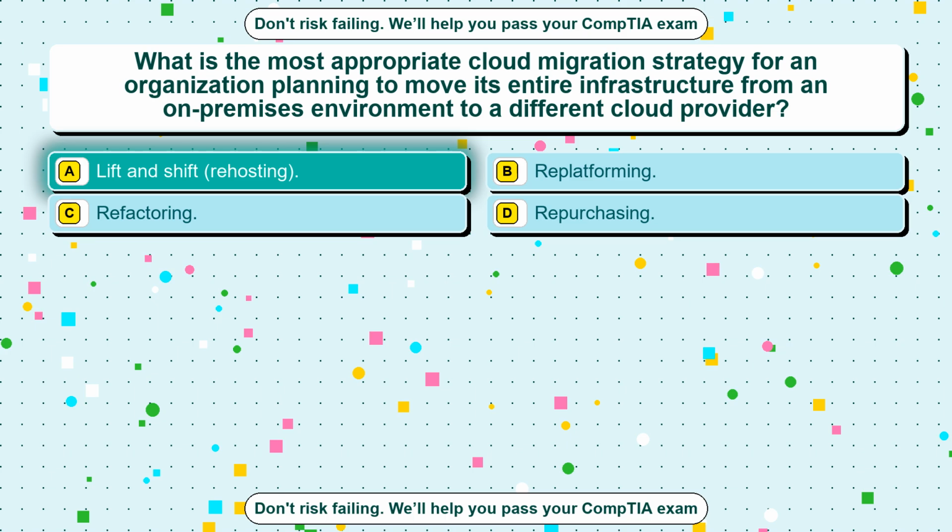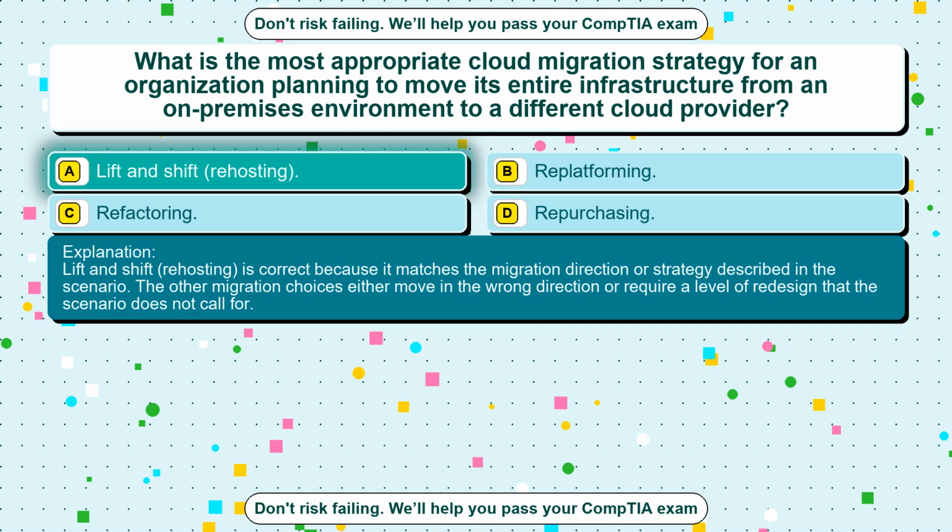Lift and shift, rehosting. Lift and shift, rehosting, is correct because it matches the migration direction or strategy described in the scenario. The other migration choices either move in the wrong direction or require a level of redesign that the scenario does not call for.